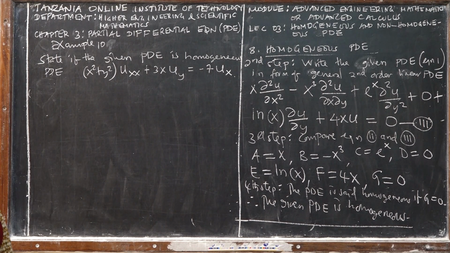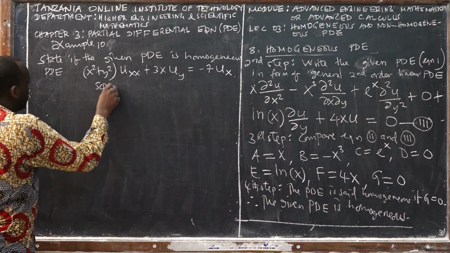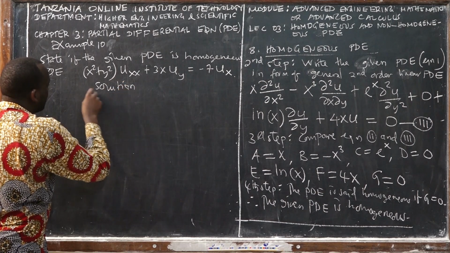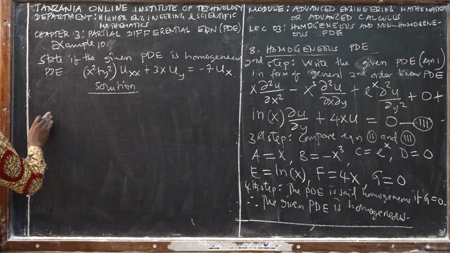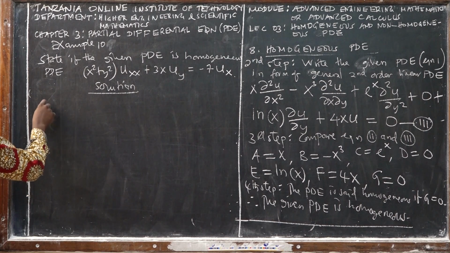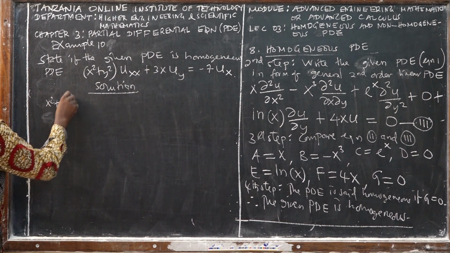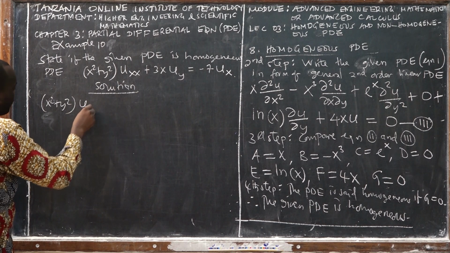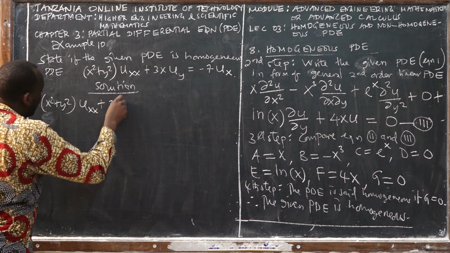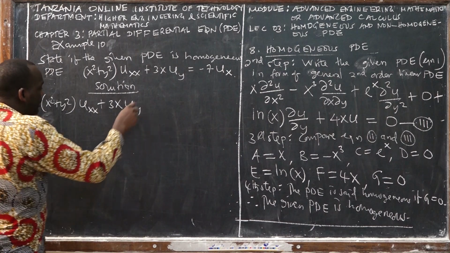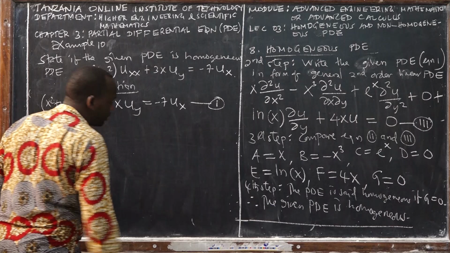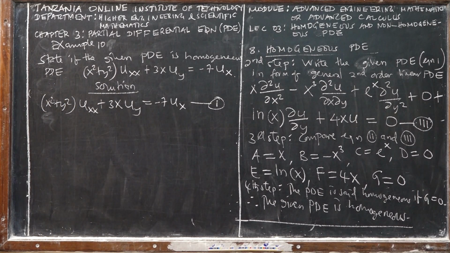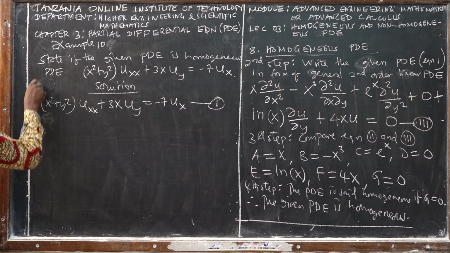Let us solve. Solution. So solution, let us firstly recall. Let us call this equation 1: (x squared plus y squared) u of xx plus 3x u of y is equal to negative 7 u of x. Let this one be equation 1. Okay? So this is the first step.